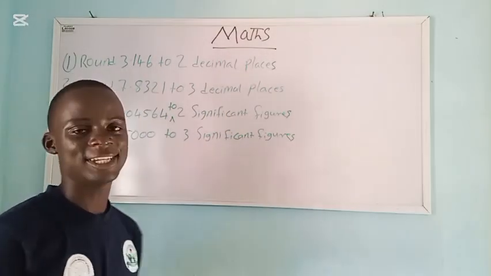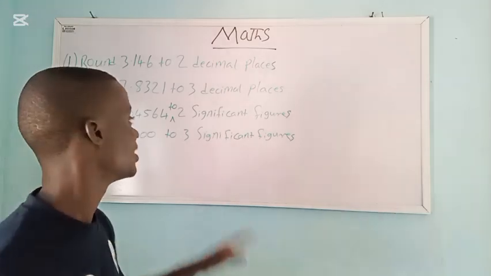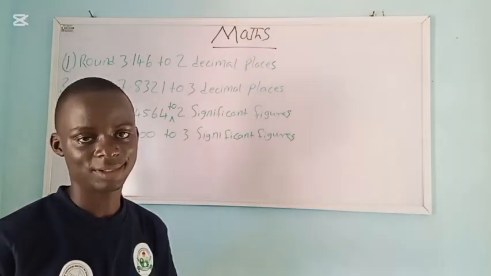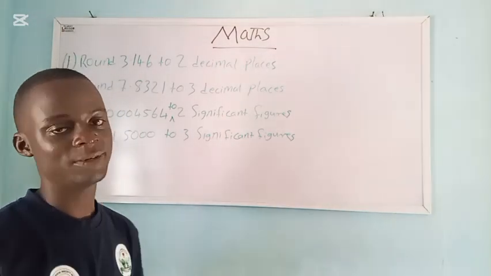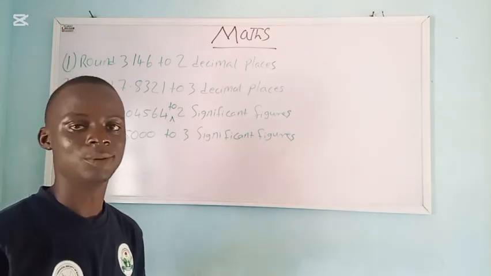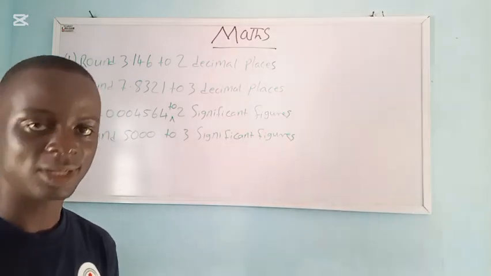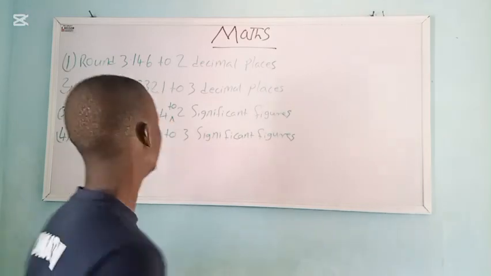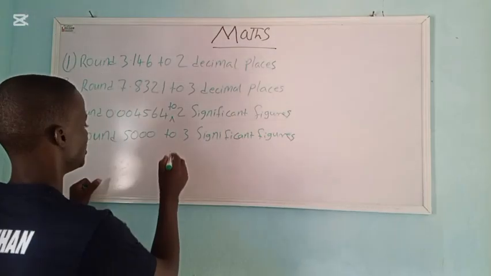Now I want to explain how to solve significant figure and decimal place, because sometimes they will give you a question and say leave the answer in two or three decimal places, or in two significant figures. So now let's see how to solve it. Let's continue. Now let me show the solution.